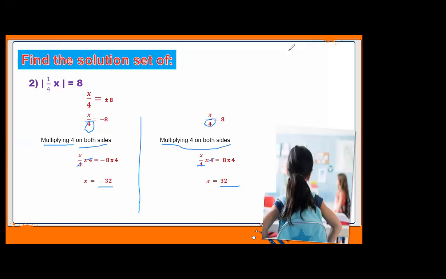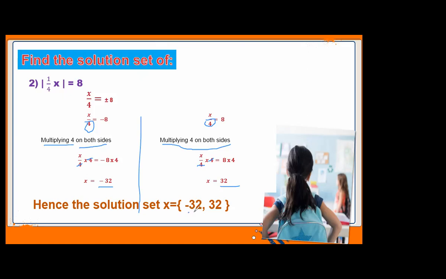So hence the solution set, x is equal to what? Hence we get the solution set x is equal to minus 32 and 32. Minus 32 and 32. And students, one more thing, you can check your answers as well.